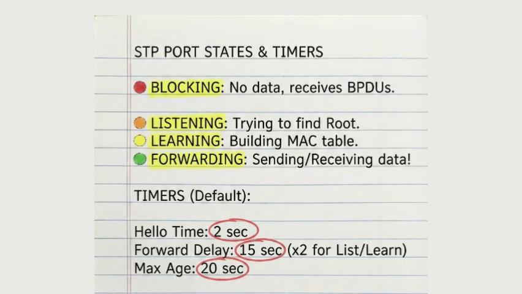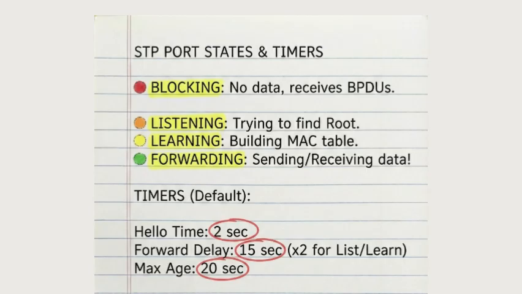So if the main path fails, a switch could wait up to 20 seconds and then spend another 30 seconds going through listening and learning before the backup path finally comes online. You add it all up, and you're looking at a convergence time of up to 50 seconds. 50 seconds of a complete network outage. An eternity. In modern terms, that's just completely unacceptable.